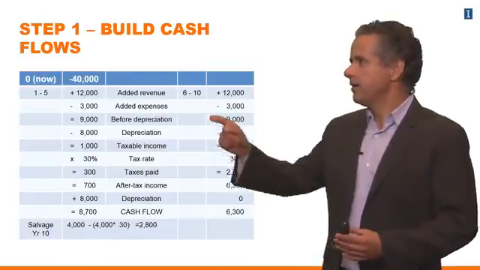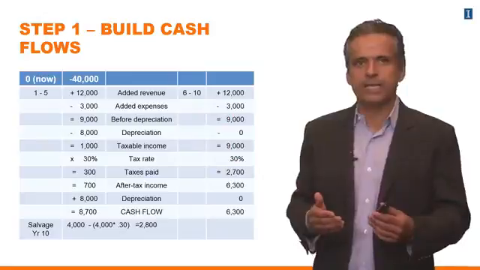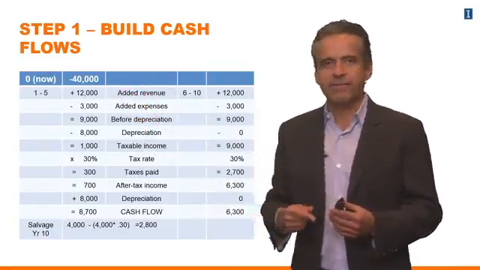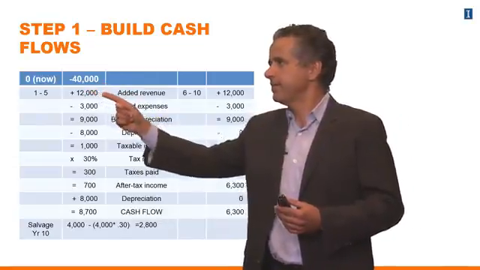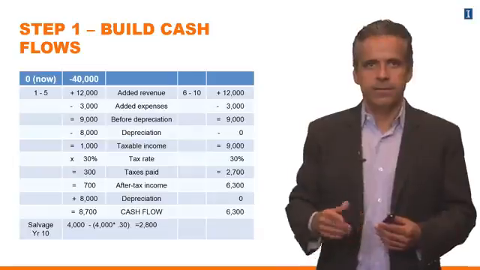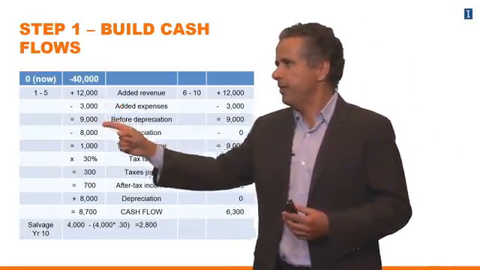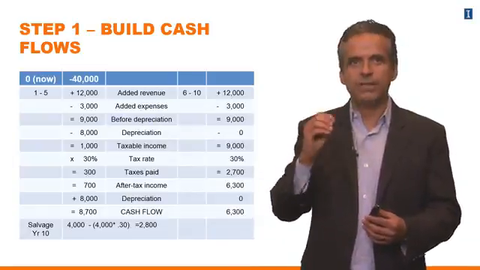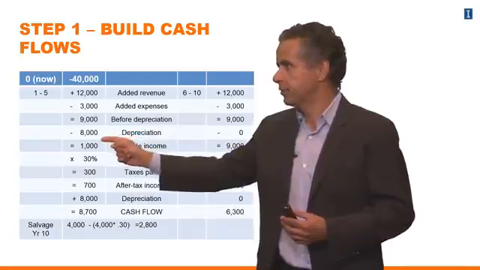So let's go here and check the cash flows. This table is building the cash flows for you. At year 0, we have the minus 40,000 investment, and then notice that I'm dividing this into 2 periods, years 1 to 5 and years 6 to 10. So you have the profits, and notice the role of depreciation here. The important thing of this calculation is the role of depreciation.